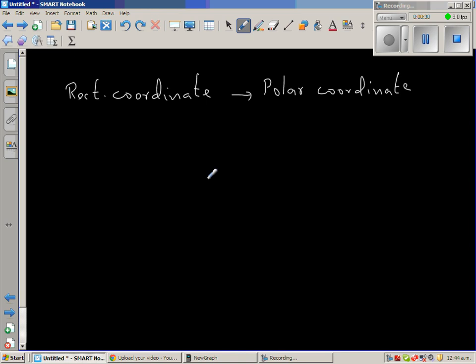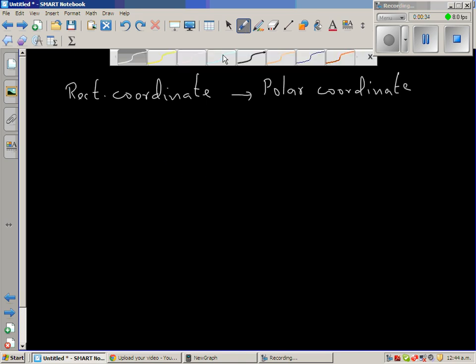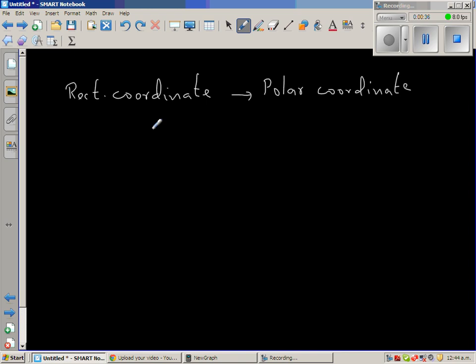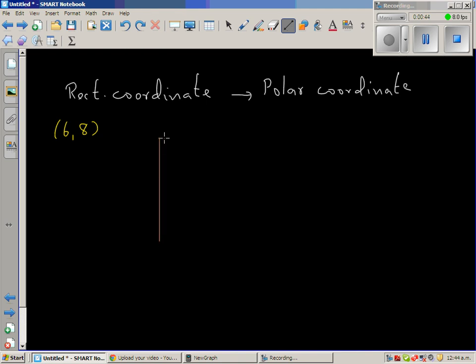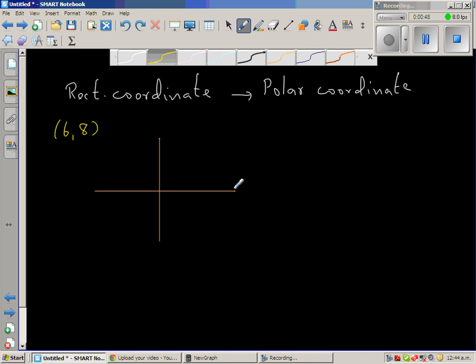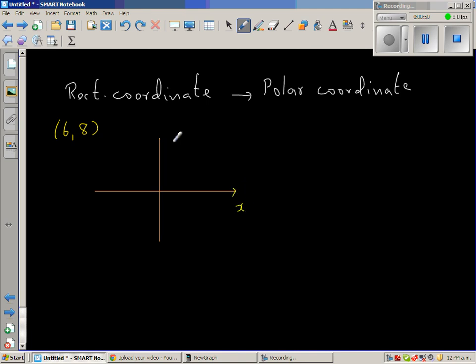I don't like you to only use the calculator and be dependent on the calculator. So let us take a coordinate, which is say 6 comma 8. The first thing that you should do is draw a rough sketch of your x and y axis, not drawn to scale. So this is your x axis and this is your y axis. So 6, 8 means you have to go 6 on the right.